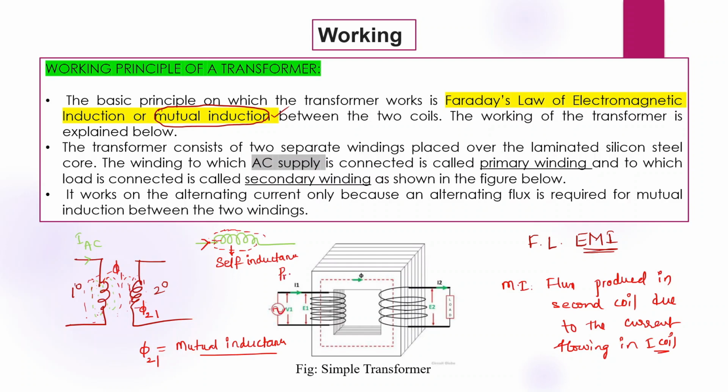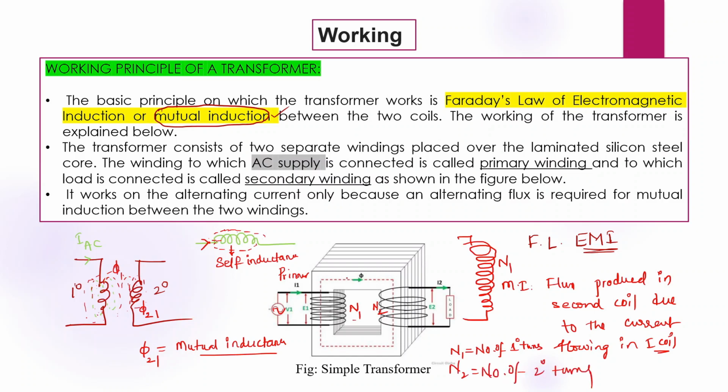This is the primary winding, and there are a number of turns. These primary turns are called N1. So this is a turn, right? This is one turn, this is the second turn, third, fourth, fifth, and so on. So these are the number of turns. N1 is the number of turns on the primary, and N2 is the number of turns on the secondary.